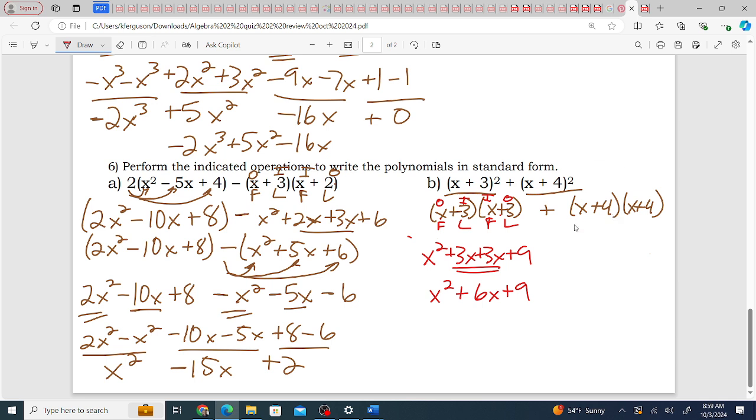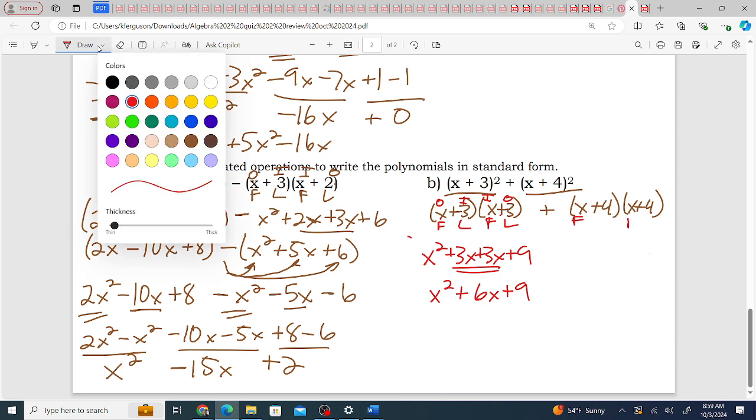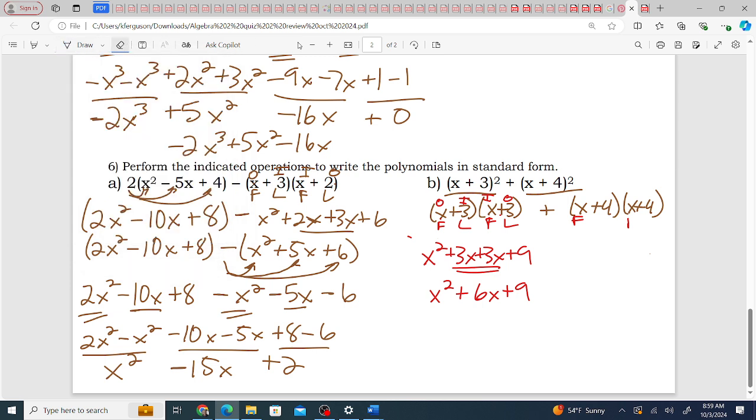So the same thing happens here. I got the first term. Matter of fact, let's do a different color. So I got the first term. That's x times x. So that's x squared. I got the outer terms. That's 4 times x. That's 4x. Then I got the inner terms. That's 4 times x. That's another 4x. And then I've got the last terms. 4 times 4, that's 16. Well, those are like terms. I can combine them. So I get x squared plus 8x plus 16. And those are both being added.